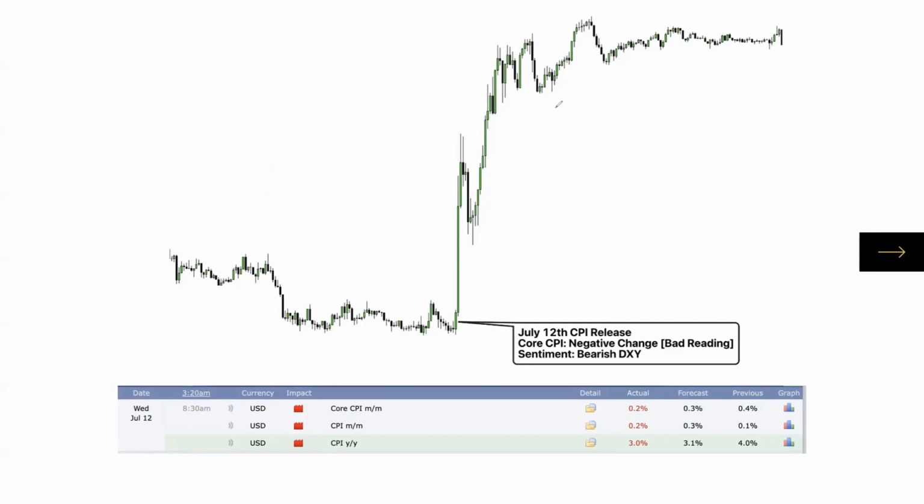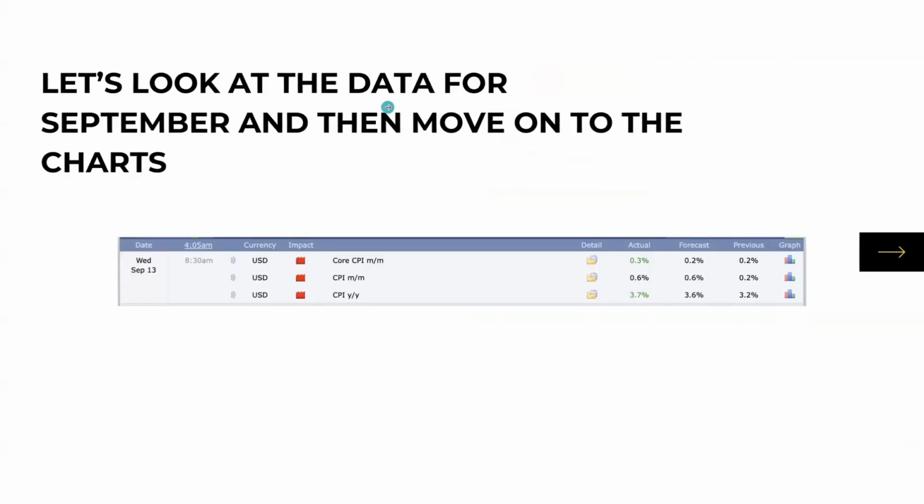Okay, so the magnitude is the number without the sign that will decrease, and that will, in the end, affect the bottom line of a company. Okay, so keep that in mind. Right, so now let's look at the data for September, and then let's move on to the charts.